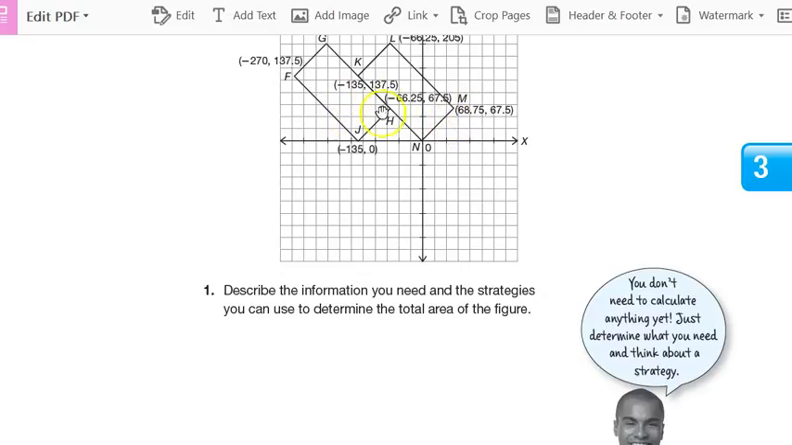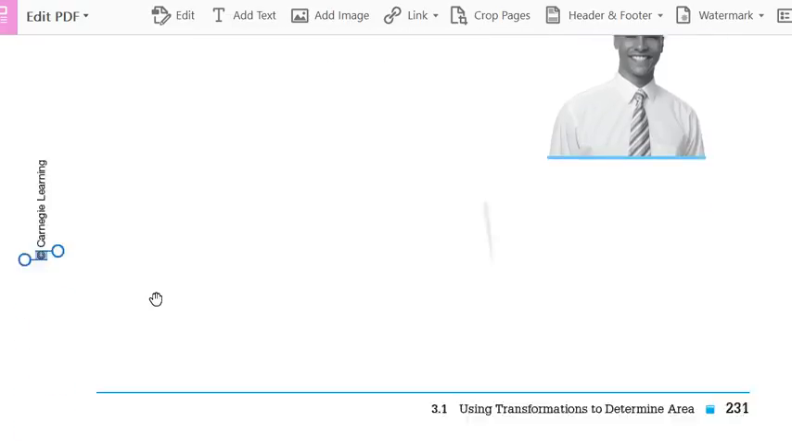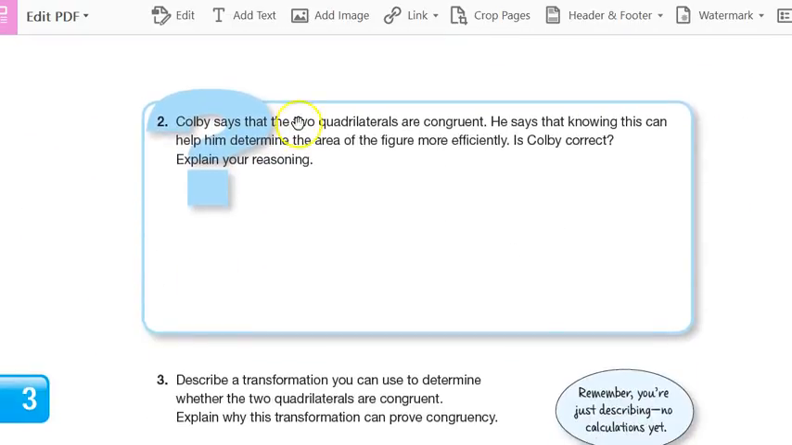And once you have it proven that these are rectangles, and lengths and widths, then you can see, are they congruent, and then you can figure out the total area. I mean, find the area of each one and add them together, right? But you might be able to do it even easier. Colby says that the two quadrilaterals are congruent. He says that if you know this, it can help him determine the area of the figure more efficiently.